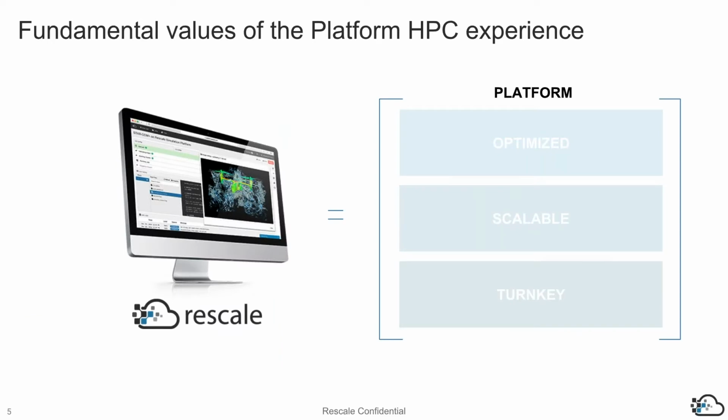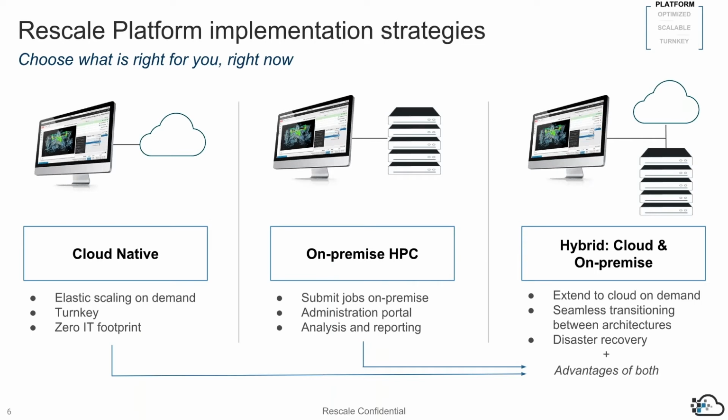Now, I want to talk about what are the fundamental values at Rescale, right, that we pride from our solution. So first of all, Rescale, it's a platform. And there are 3 ways you can leverage Rescale in your HPC program. You can use it as a cloud native application where you submit your jobs through the platform to cloud. You can connect it to your on-premise HPC. Well, you will be submitting your jobs through the platform and sending them to your on-premise scheduler, but still retaining the administration portal, analysis, and reporting capabilities that Rescale offers.